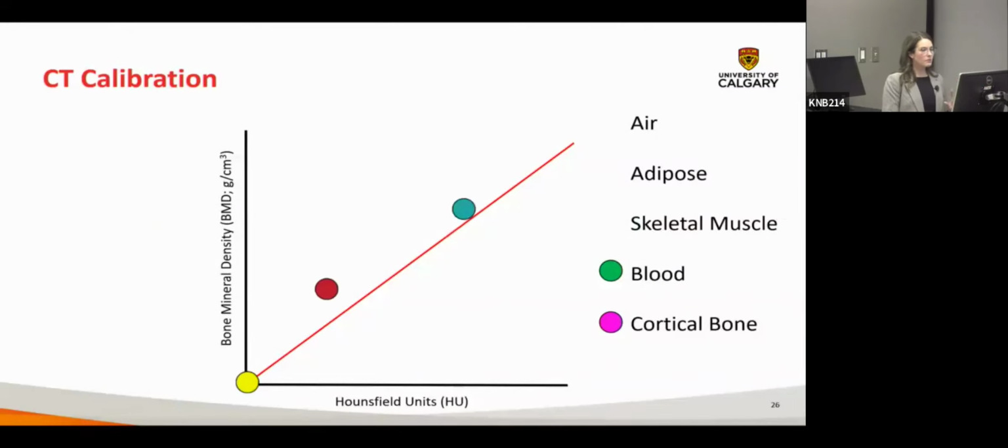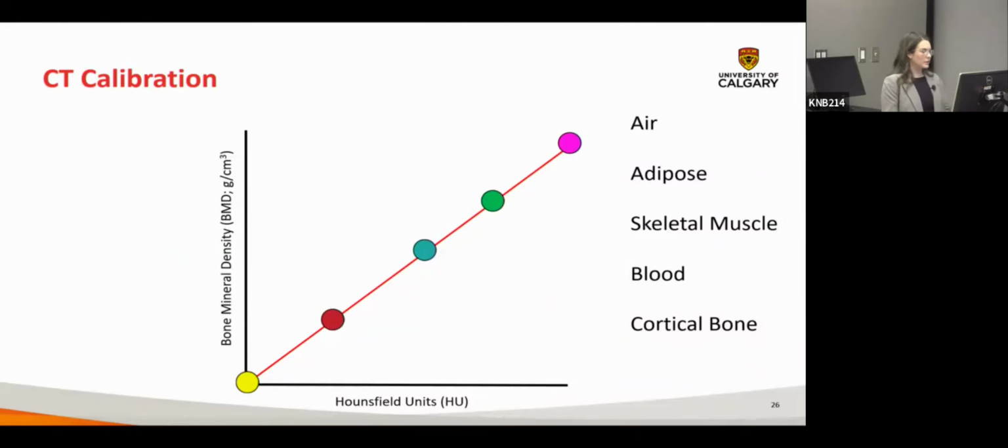Adipose and skeletal muscle are a little more questionable since they are vascularized tissues. So we do get some contrast that is infiltrating, and that also depends on the timing of when the scan is done. Blood is kind of out the door, is most affected by contrast. And then cortical bone does have some effect, but again, it's at that top portion of the calibration curve and not quite as affected. So at least with the air and cortical bone, we're not seeing these significant effects, whereas the other tissues we do.